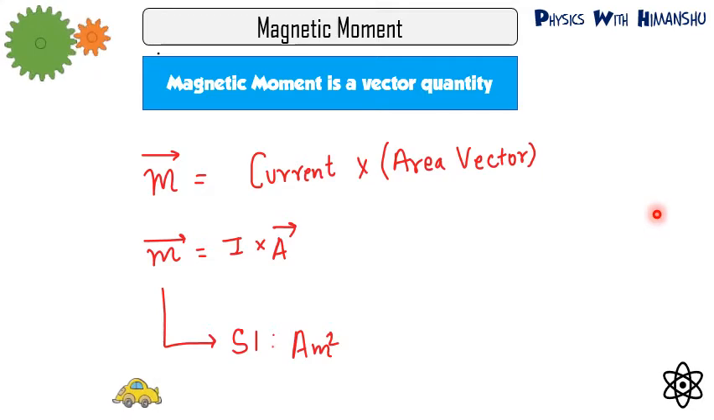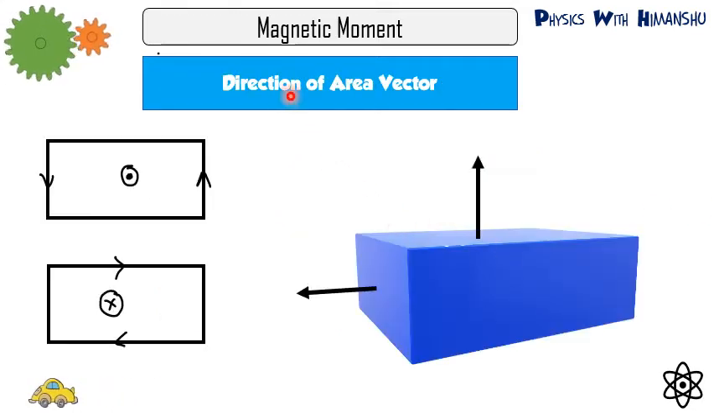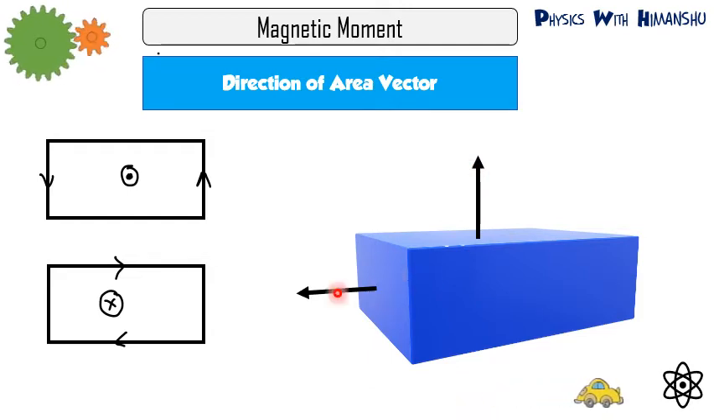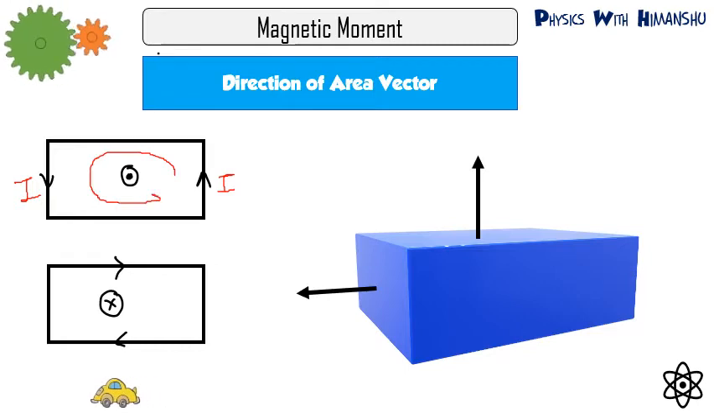Okay. So how to find area vector? Remember, area vector will be perpendicular to the area. In this 3D figure, if you see, the area vector for the topmost area will be upwards. Area vector for this area will be towards this side. So how to find area vector? Suppose this is a rectangle in which current is flowing in anti-clockwise direction. If current is flowing in anti-clockwise direction, remember that area vector will be outwards.